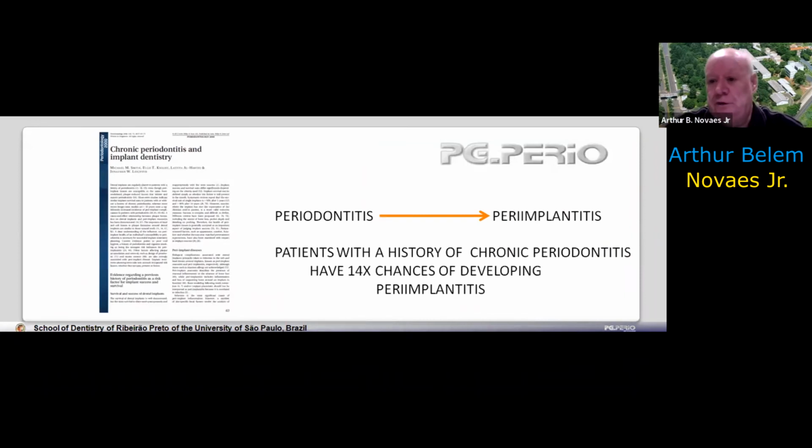Systematic reviews on the incidence and prevalence of periimplantitis vary according to the study, but from 25 to 45% of implants placed will develop periimplantitis. We are placing yearly about 3 million implants worldwide. So we do the math, 40% of 3 million, it's a very significant number.